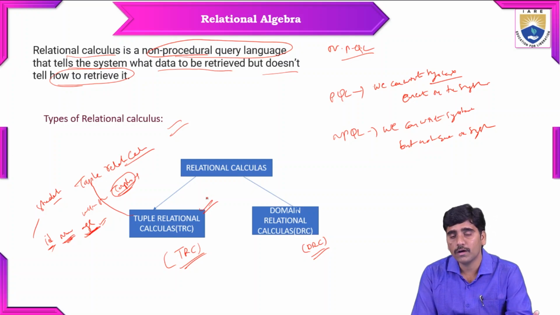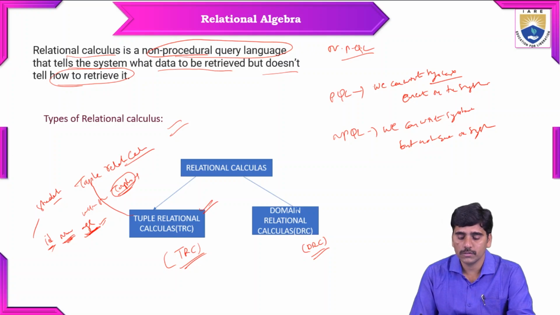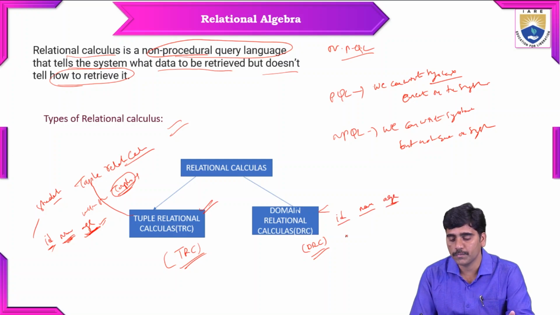We can tell what data is to be retrieved, but how the data is retrieved we cannot tell, because this is a non-procedural query language. In the same way, the domain relational calculus also. ID is one tuple, name is one tuple, and age is one tuple. If we have to retrieve the data based on a group of tuples, that is, a couple of tuples, based on two tuples or multiple tuples, we can go for the retrieval of the data.